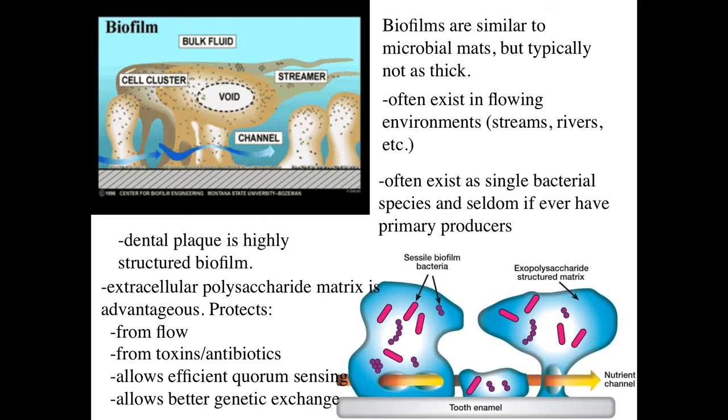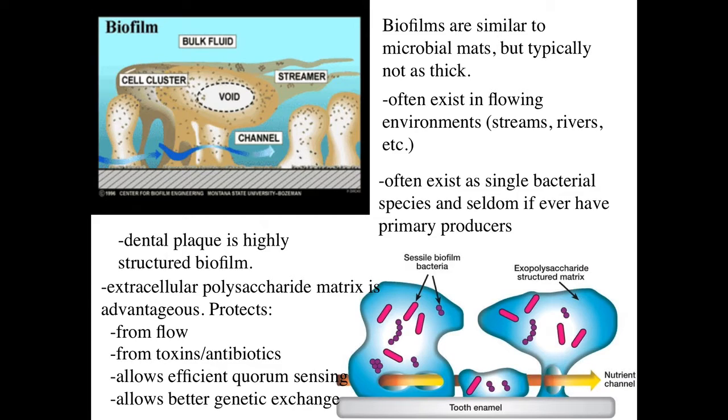Moving on to biofilms, probably the primary difference between biofilms and microbial mats is that biofilms typically do not have a primary producer. So there's very seldom, if ever, photosynthesis going on. There might be an autotrophic bacterium in there, but for the most part, they don't have a primary producer. They tend to be organisms that live in environments where there's flowing water.